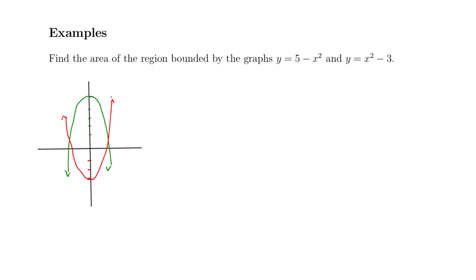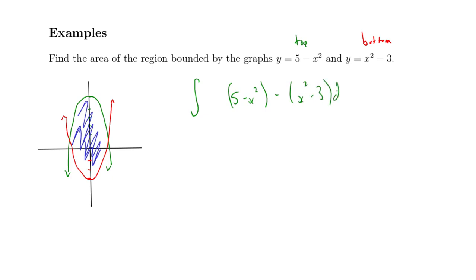So what we're looking for is this area in between. Hopefully, it's easy enough to see that this function is the top one and this one is the bottom one. So when we set up our integral, we're going to be setting things up with the integral of 5 minus x squared minus x squared minus 3.